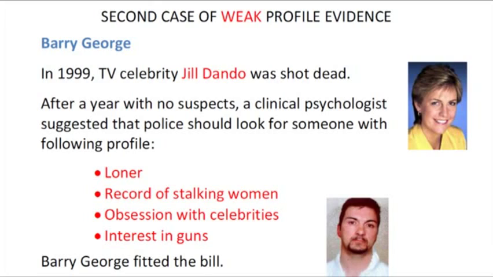The second case of weak profile evidence is that of Barry George. In 1999, TV celebrity Jill Dando was shot dead. And after a year with no suspects, a clinical psychologist was called in who suggested that police should look for someone with the profile of being a loner, record of stalking women, obsession with celebrities, interest in guns. Barry George fitted the bill. People with those particular profile aspects are probably quite rare, but in a heavily populated part of London where Jill Dando lived, there might be dozens of people with similar profiles.